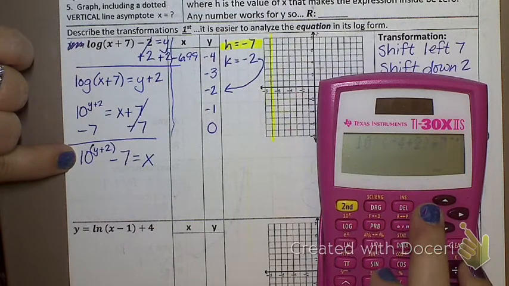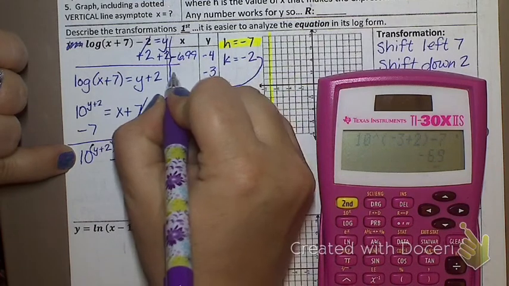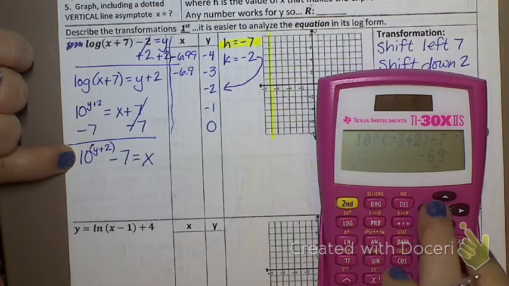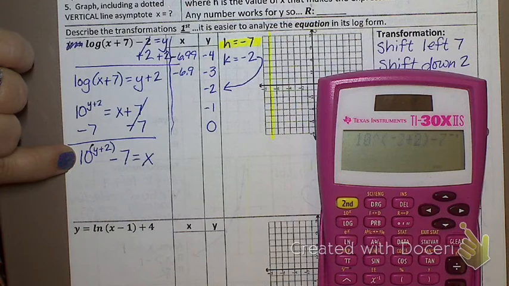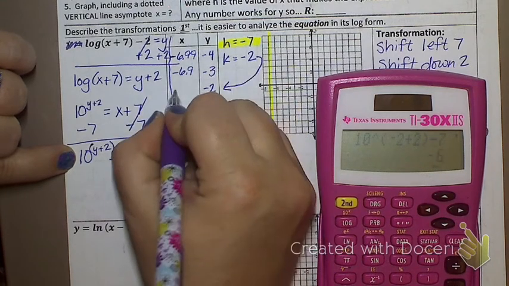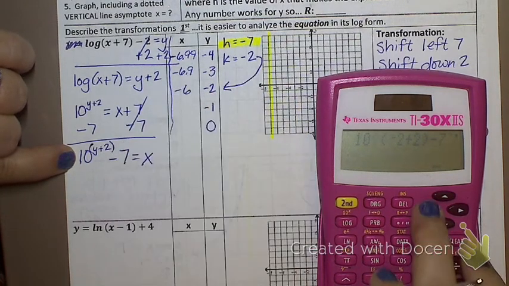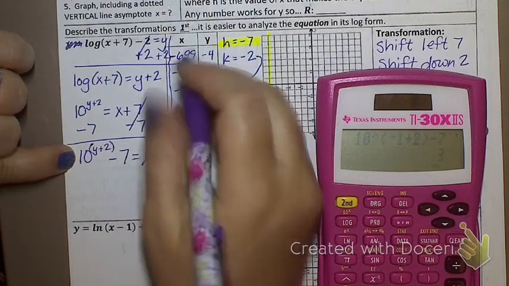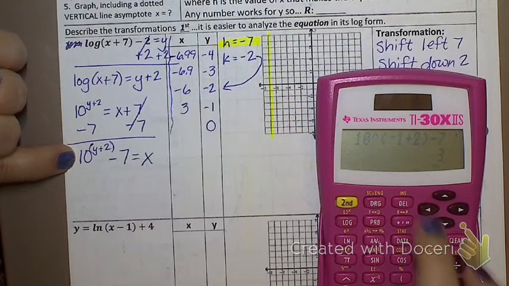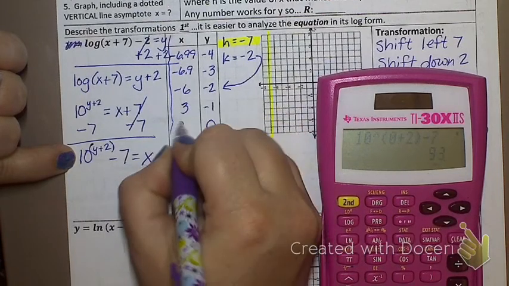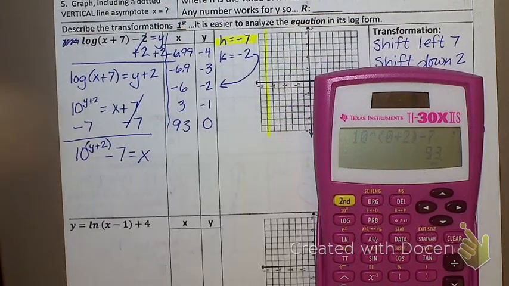All right, now I'm going to change my -4 to a -3. I have -6.9. Changing the -3 to a -2. I have -6. -1. I have 3. And finally to 0, I have 93. Wow, that got big fast.